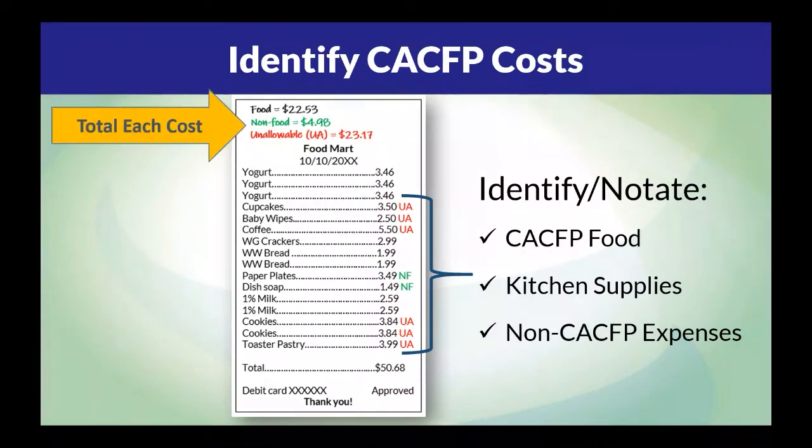The next step is to add up each type of cost category, food, non-food, and your unallowable costs, and record the totals on the receipt or invoice. One suggestion to make this process easier is to run multiple transactions and pay for each group separately or subtotal after each group of items. For example, place all of your CACFP food items first and then receive a subtotal, then kitchen supplies, and then again ask for a subtotal, and then any non-CACFP items. This way, you can see the subtotals on the receipt and you do not have to mark them on the receipt and total up the categories.